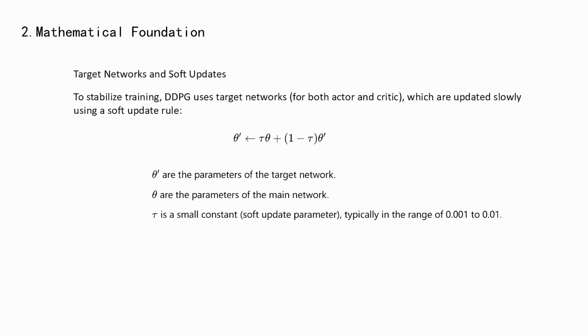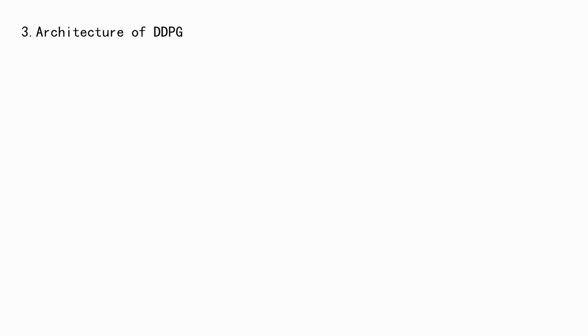Theta are the parameters of the main network. Tau is a small constant, the soft update parameter, typically in the range of 0.001 to 0.01. This ensures that the target networks move slowly, which stabilizes training by preventing drastic changes to the target Q values or actions. Architecture of DDPG.